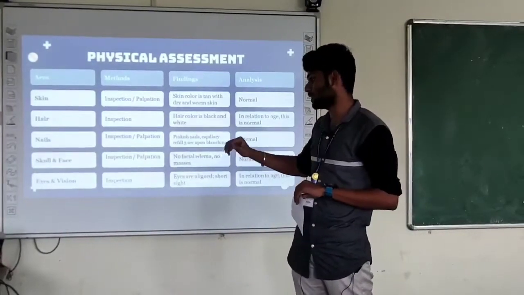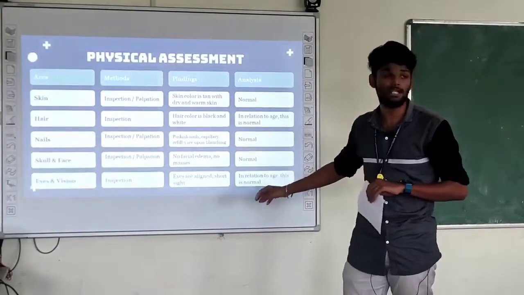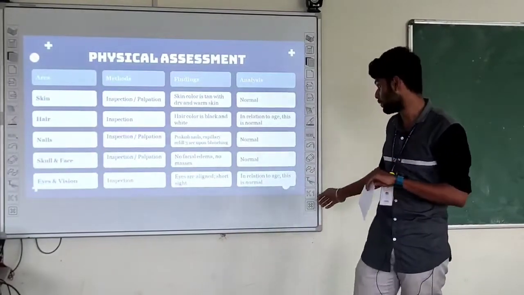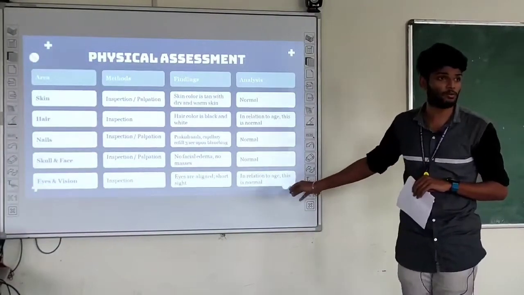Vision: the eyes are aligned and she has short sight. She has a short sight issue, but in relation to her age we can consider it normal, not because of diabetes.